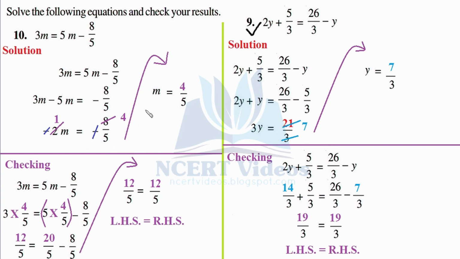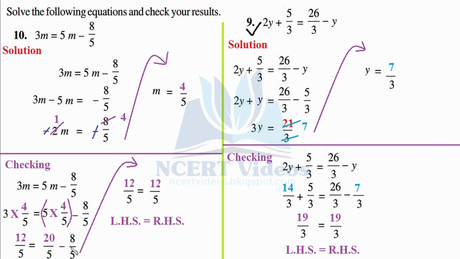5 is getting multiplied with 4/5, that is m. So we wrote 5 × 4/5 in brackets minus 8/5 as it is. Solve it. 4 × 3 = 12/5. So we wrote the same, equal to as it is. 5 × 4 = 20/5. We have solved this bracket and its value came as 20/5 minus 8/5 as it is.